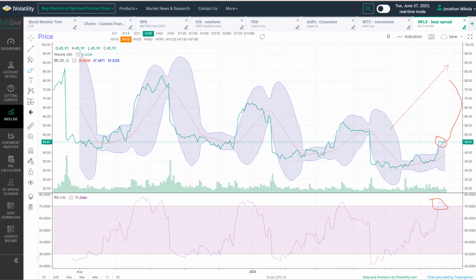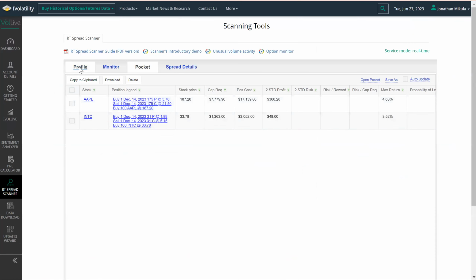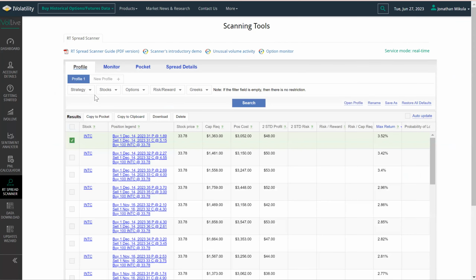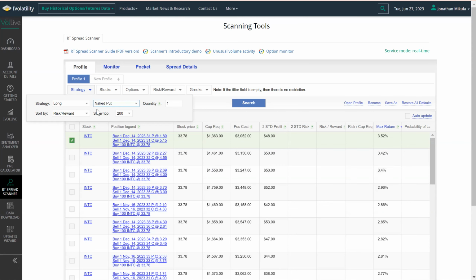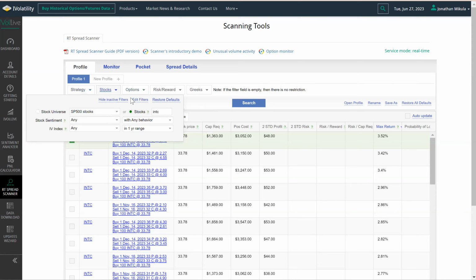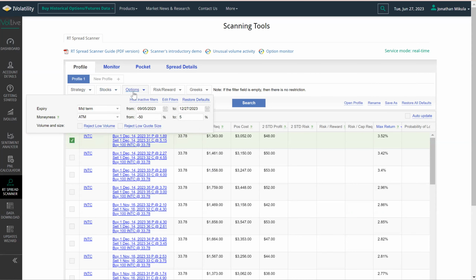We can come back here to our real-time spread scanner. Let's go to our profile. Just to touch on it, one of the easiest ways to go short, it sounds counterintuitive, is to go long put, right? Because this would be us betting on the downside. Let's change this now to Netflix right here. So type in Netflix, and then we're looking at a time frame.